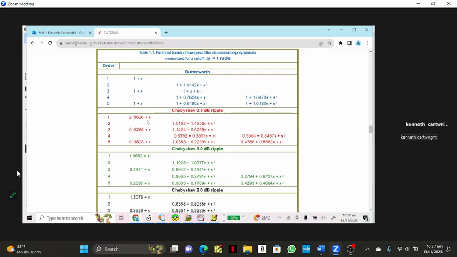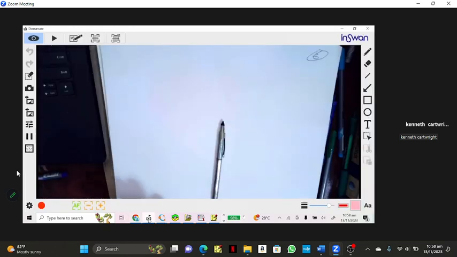And what do we do with these polynomials? How do we form a low pass filter with these polynomials? All right, nobody knows. Nobody has any hint of what I'm talking about.